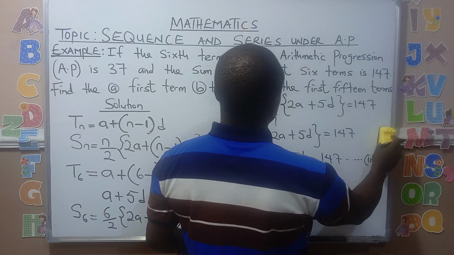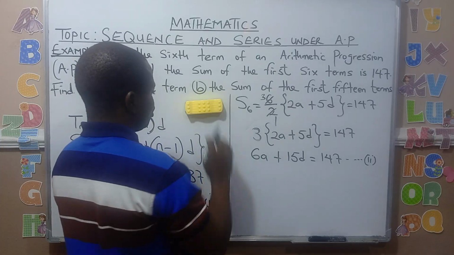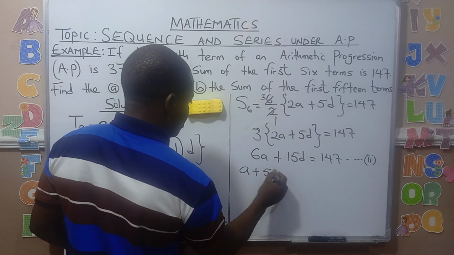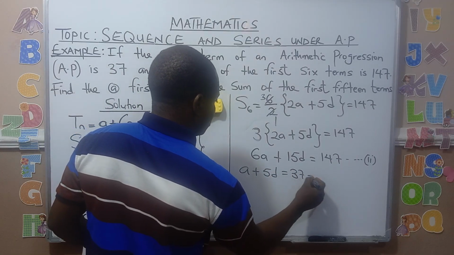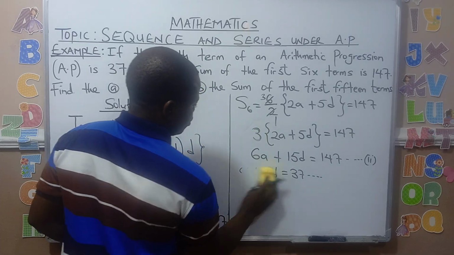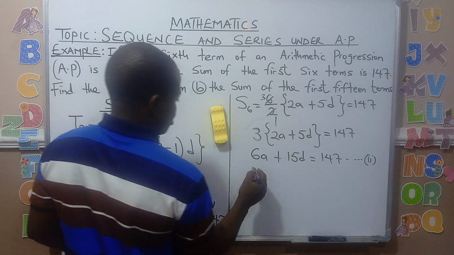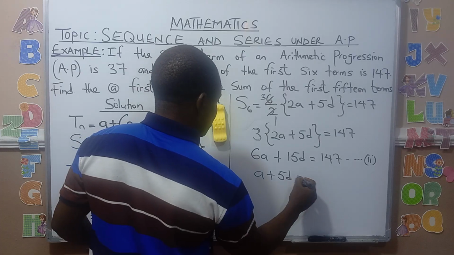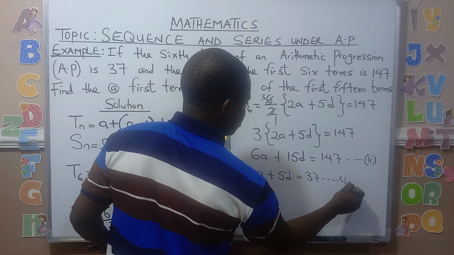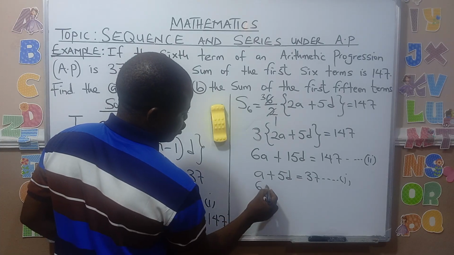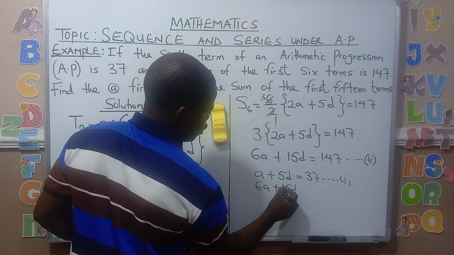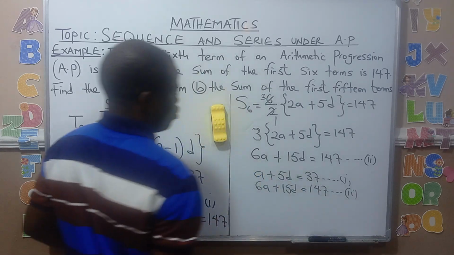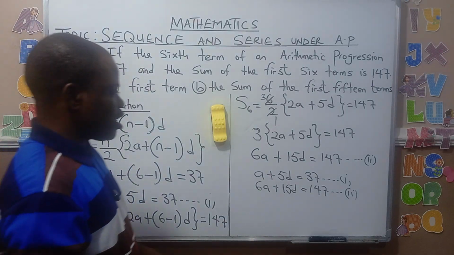Now let's bring the two equations together. The first equation says a plus 5d equals 37. That's our equation 1. And our equation 2 is 6a plus 15d equals 147. That's our equation 2.